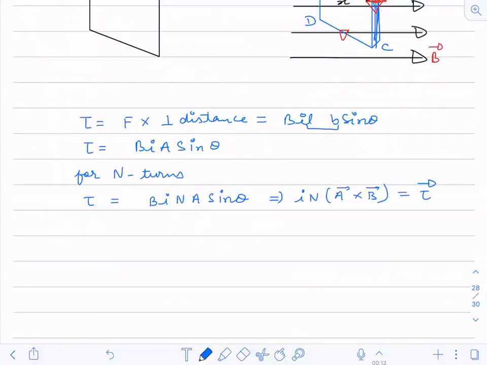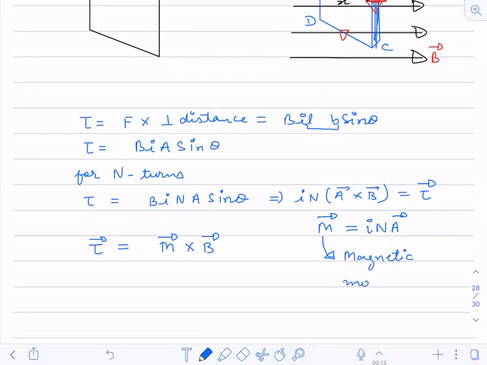Now this quantity over here, I, N and A, is considered as M. I'm taking it as M cross B now. So I have assumed I N into A vector as M vector. What is this? This is called the magnetic moment.